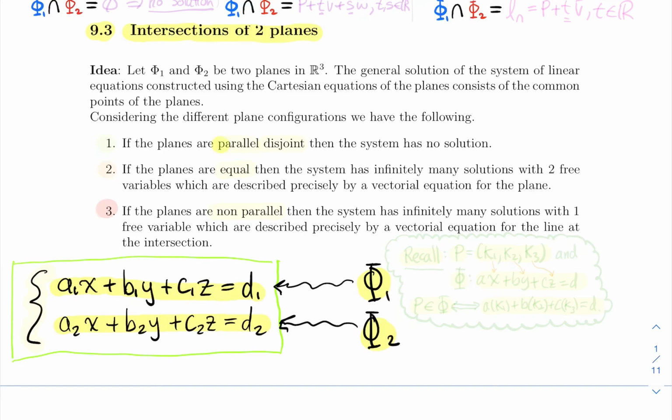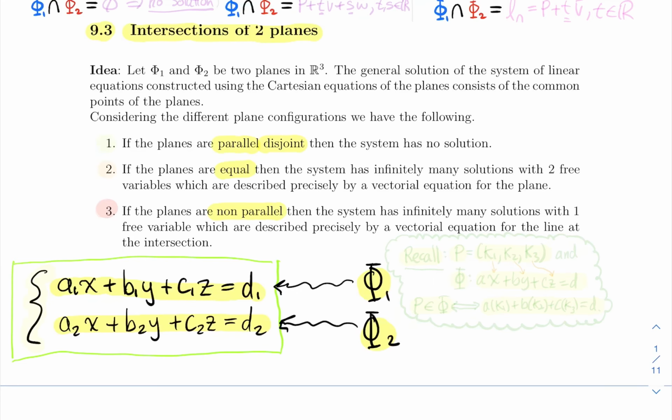They could be parallel but disjoint, so they're not touching each other. They could be parallel and actually be on top of each other, so that's the case when they're equal. Or it's possible that the two planes are non-parallel, and then in that case they intersect on a line.